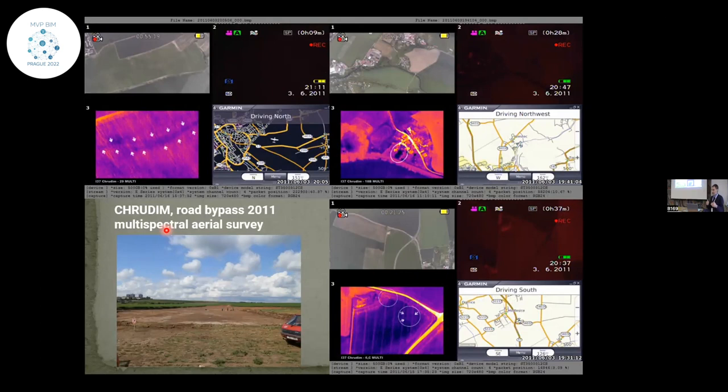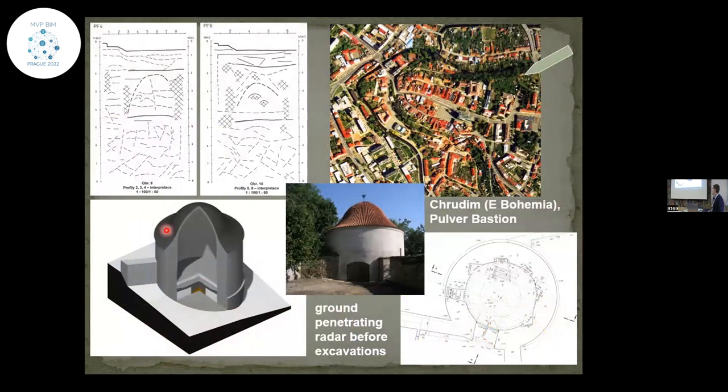There were detected in this part of the road bypass 11 sites with some anomalies, irregularities. From the first step interpreted, it could be archaeology. None of them was archaeology, all were geology, pedology, some natural origin, and so on. That means the result for archaeologists is to study these anomalies very carefully and not suppose that it will be archaeology.